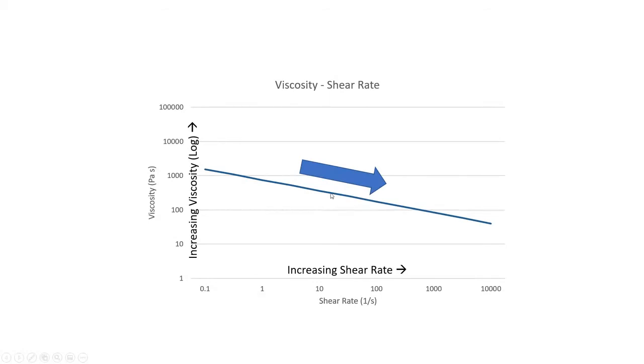This line is straight when shear rate is a log. And I would say, if anything, that's a mistake here. You can see I'm showing it in logarithmic form, but I should probably put log here. It should be increasing log shear rate.